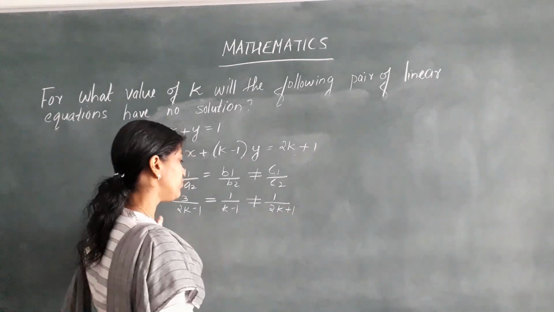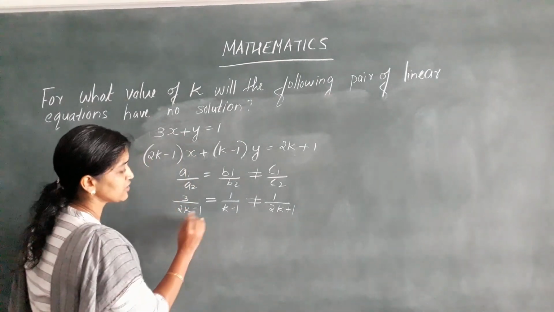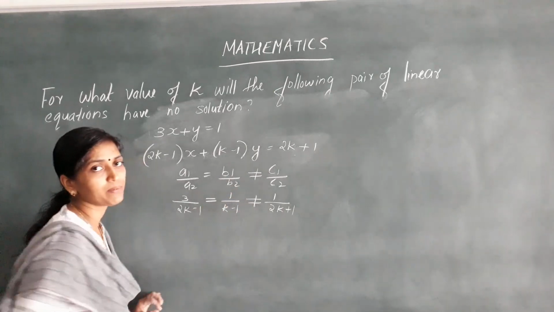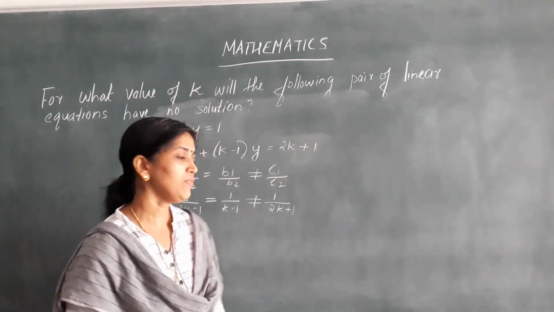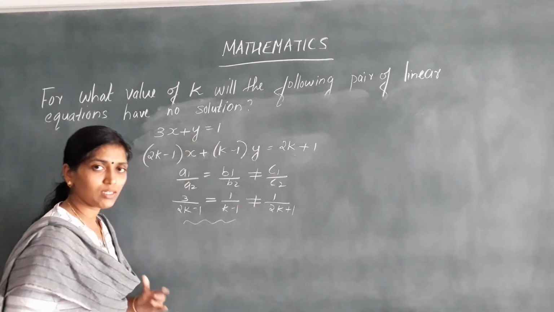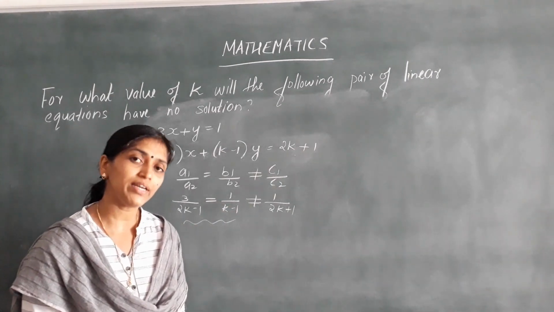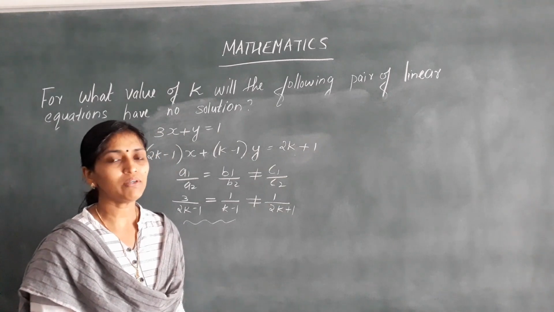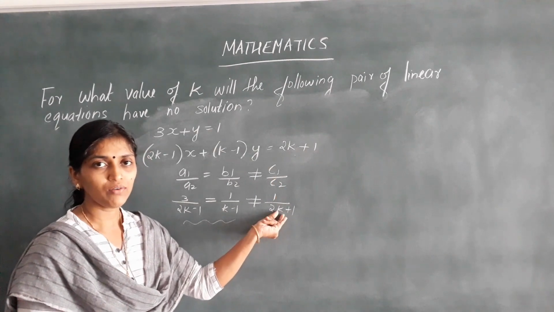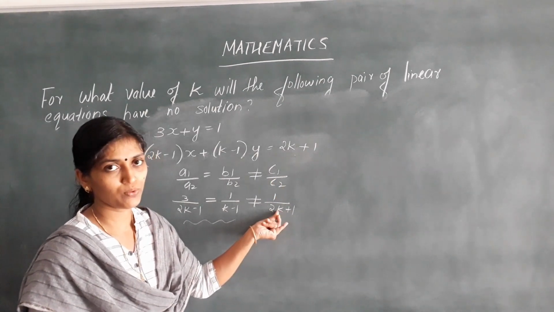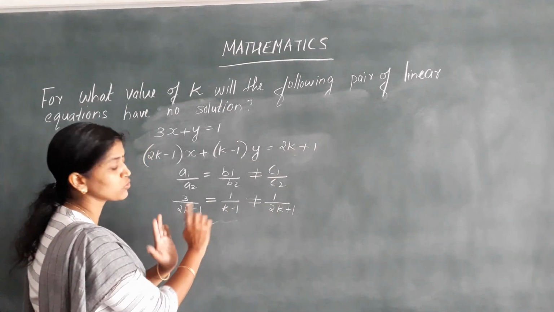Okay. Now from this relation, you have to find the value of k. You can see in the first two, a1 by a2 is equal to b1 by b2, but it is not equal to c1 by c2. So we will find, using the first equality, a1 by a2 equal to b1 by b2, the value of k. And we will see that when you put this value of k in c1 and c2, it will not be equal to c1 by c2. So we will find the value of k from the first two ratios.